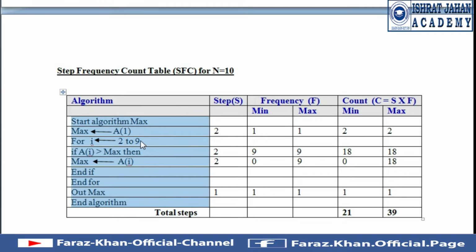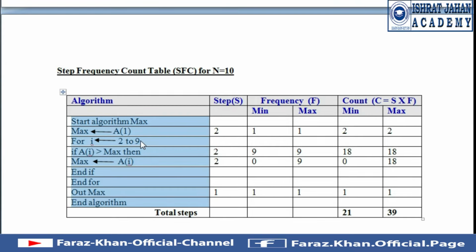The noticeable thing is why this loop is running from 2 to 9. It is not for printing a value, it is for comparison purposes. So when we have 10 values, obviously we would require how many comparisons? 9 comparisons.